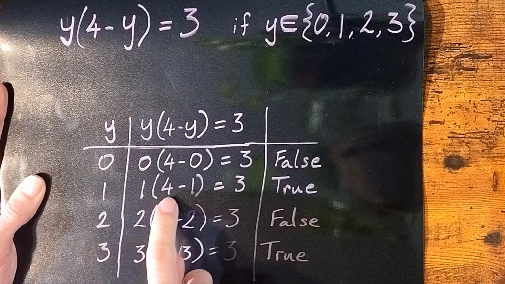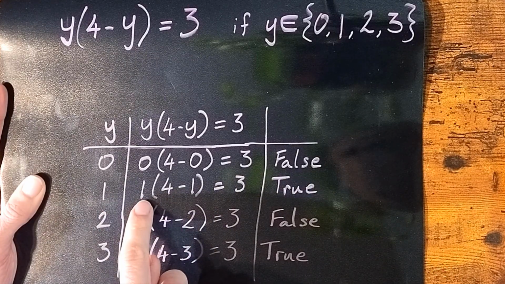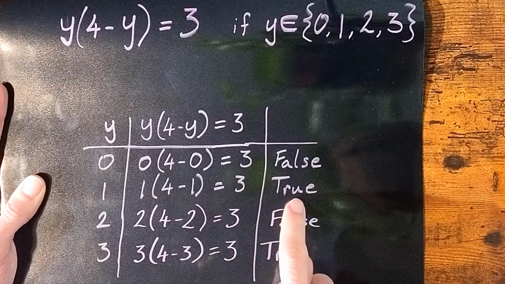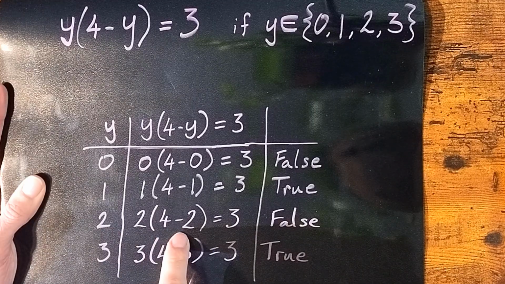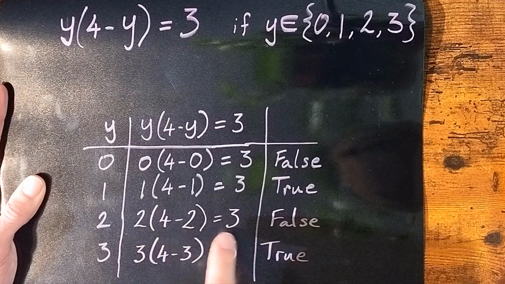When y is 1, 4 minus 1 is 3. 3 times 1 is 3. 3 equals 3 is true. Therefore, 1 is a root. When y equals 2, 4 minus 2 is 2. 2 times 2 is 4. 4 equals 3 is false.